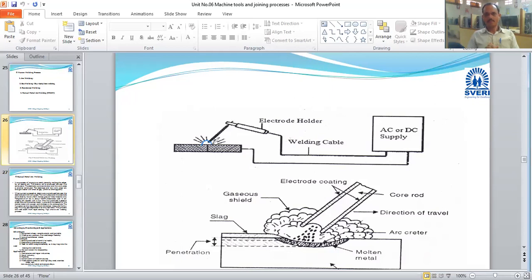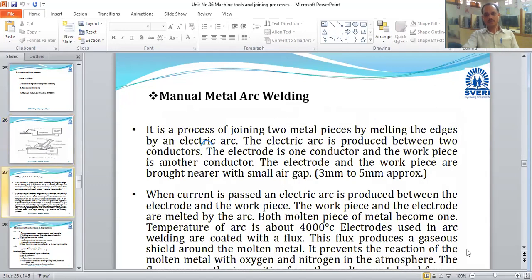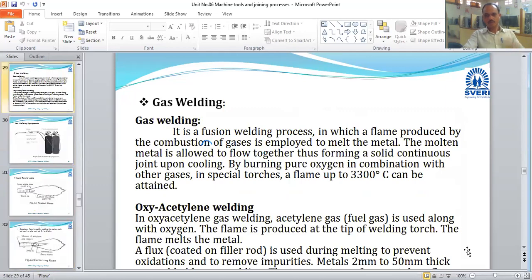No sir. Okay, so this is the simple one, arc welding, which is mostly used in industry and in our regular day-to-day life also. Now we will proceed for the next one. So this is all given here, you can read also.